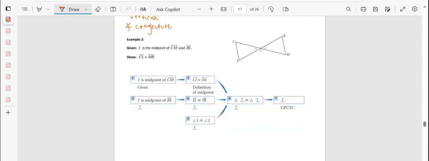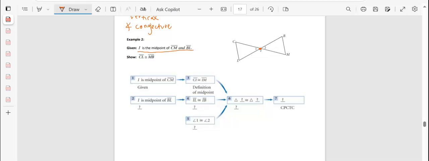This is what I call the classic bow tie, because it sort of looks like a bow tie to me. And there's a lot of different ways the bow tie can present itself. Sometimes we have congruent angles, sometimes we have parallel lines, sometimes we have segments that are congruent. In this one, we know that I is the midpoint of segment CM and segment BL. So here's our midpoint. Now, what does I is the midpoint of these things imply? Well, it implies that the segment is bisected and we have congruent subparts of that segment.